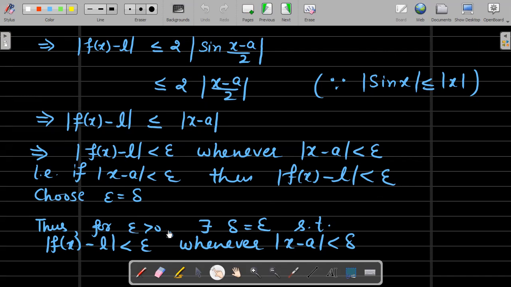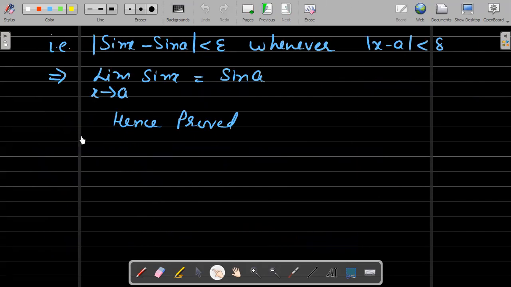Thus, for epsilon greater than 0, there exists a delta equal to epsilon such that |f(x) minus L| less than epsilon whenever |x minus a| less than delta. And that is, the value of f(x) is sin x, the value of L is sin a, that is |sin x minus sin a| less than epsilon whenever |x minus a| less than delta. This implies the limit as x approaches a of sin x equals sin a, hence proved. And this is our solution.